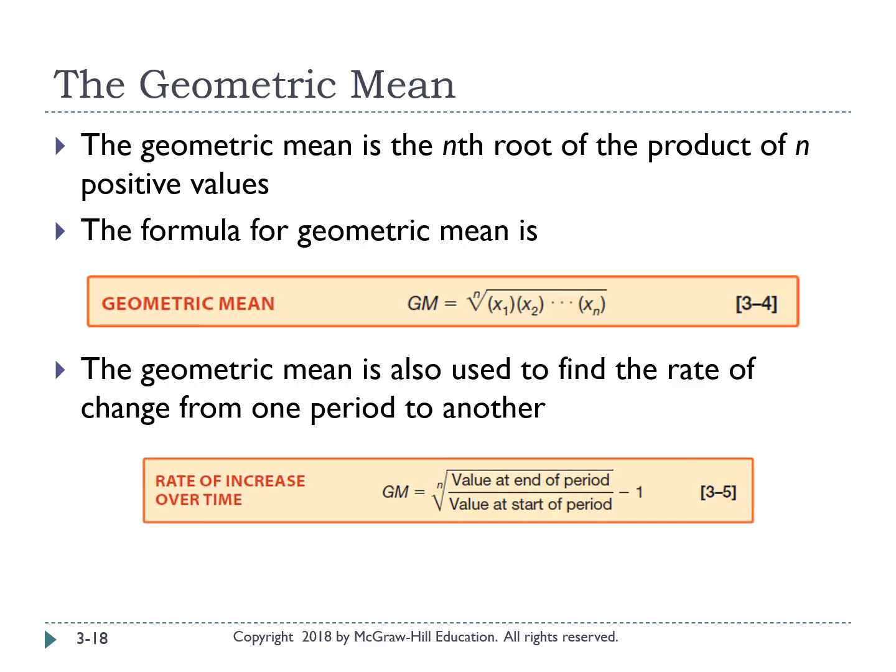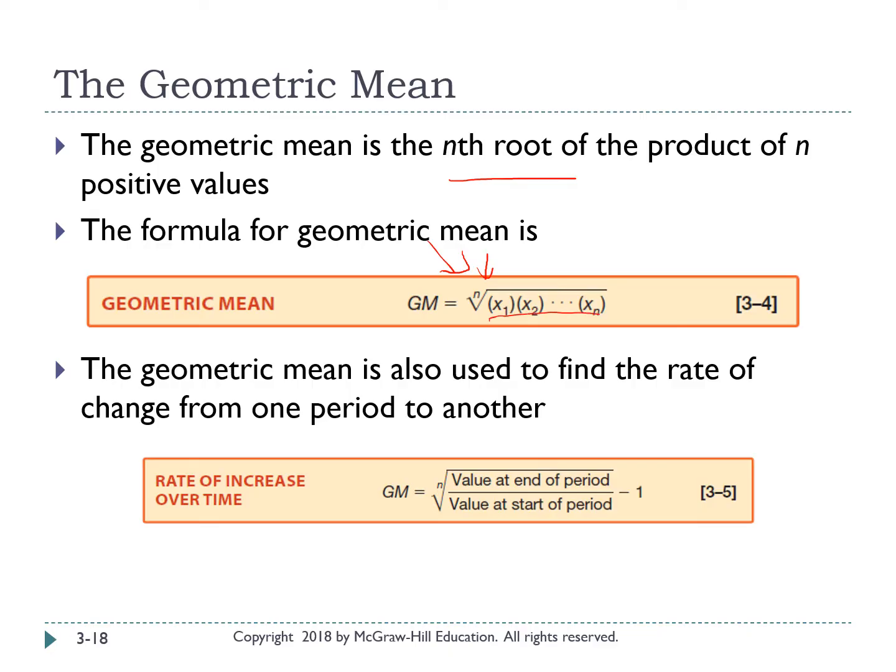Geometric mean can be used to find the average change of percentages, ratios, or growth rate. So what is this geometric mean? It is the n-th root of the product of n positive values. Basically, this is just the interpretation of the formula here. So geometric mean is the n-th root of all positive values.